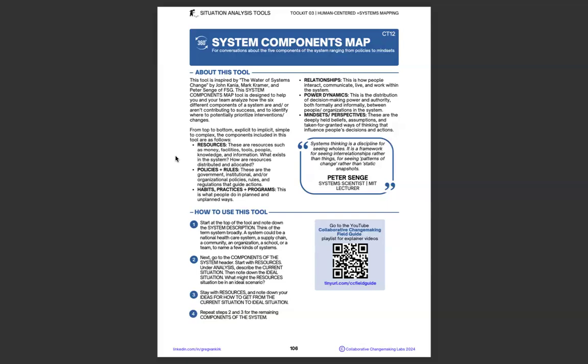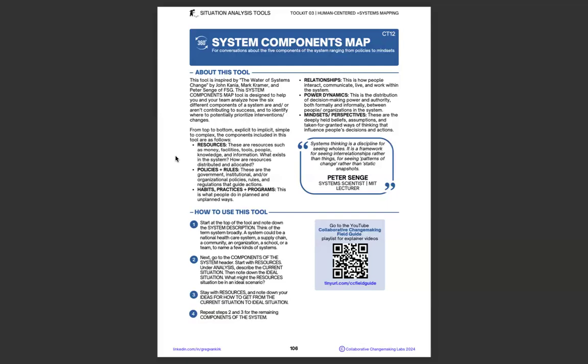And as always, a system could be a big picture system. It could be an organization. It could be a team. It could be a group of people. It could be a community. Don't think of systems just in terms of these big terms, right? So from top to bottom, explicit to implicit, simple to complex. The components included in this tool are as follows.